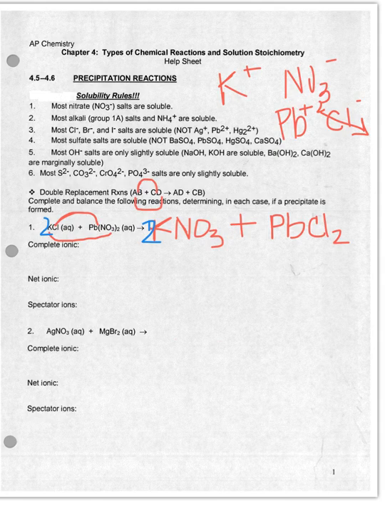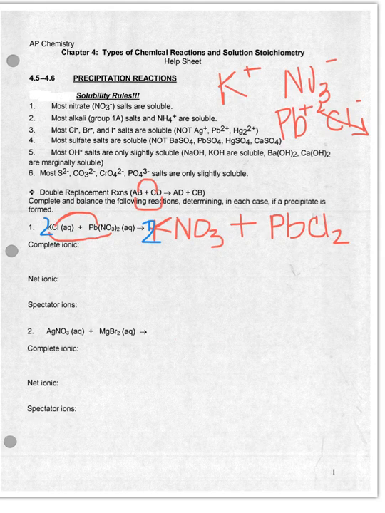Let's see, and I think everything looks good. Let's just double check. So 2 Ks, 2 Ks, 2 Cls, 2 Cls, 1 lead, 1 lead, 2 nitrates, and then the 2 there makes those nitrates 2. All right, so now the equation is balanced.